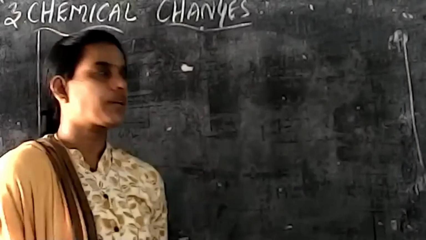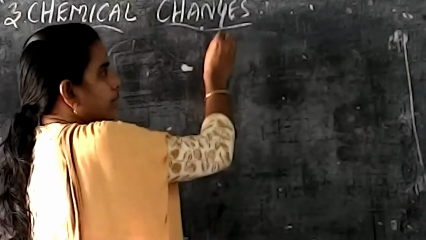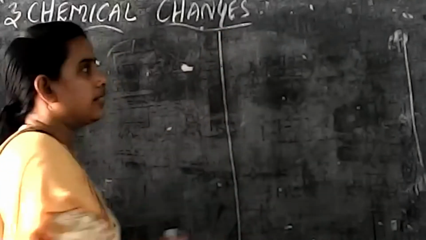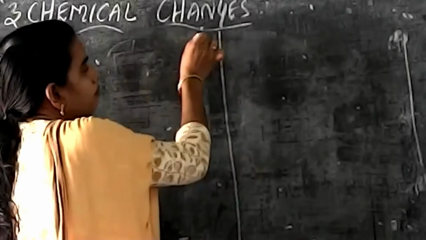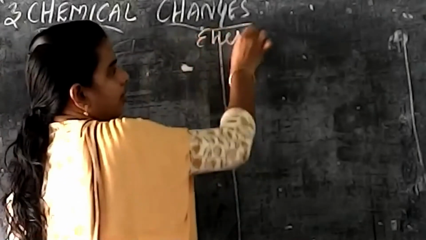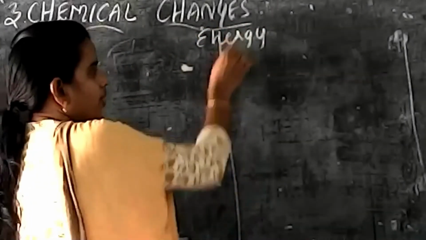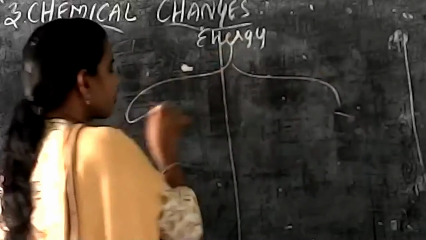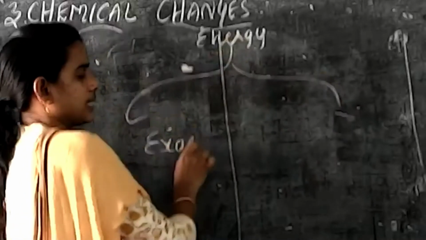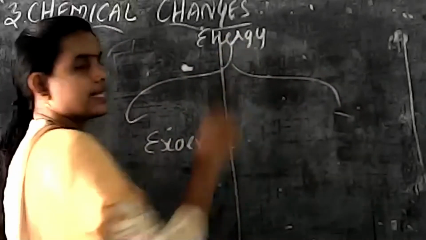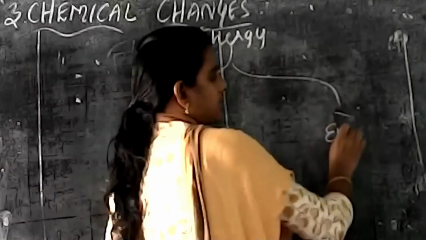Okay, now we have to learn what are the two types of reactions here. First one, based on energy level, we have to categorize two types of reaction. First one is exoergic and second one endoergic.